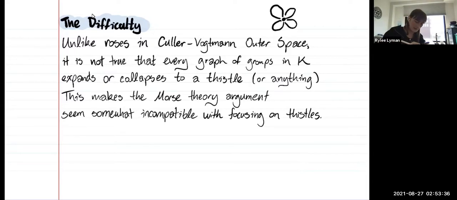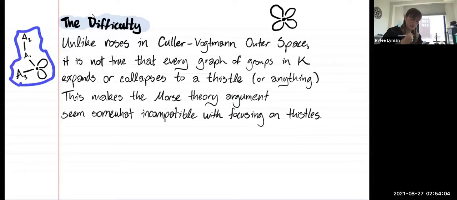There are just silly things that you can do. For example, let me draw something that doesn't collapse or expand to a thistle. It looks like this. If you just put one of your vertex groups on the wrong side of another one, you're hosed. This guy does not collapse nor expand to a thistle. So this makes the Morse theory argument more complicated, because you have to deal with these guys specially.